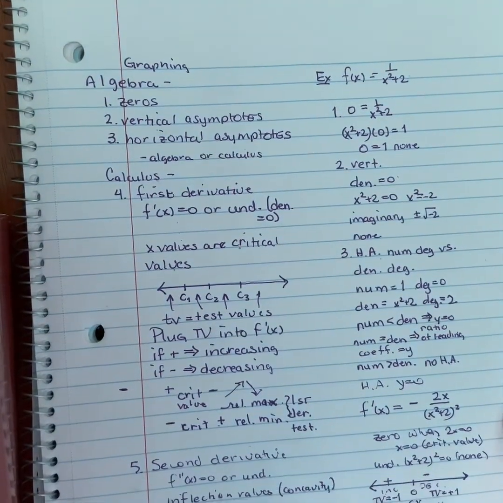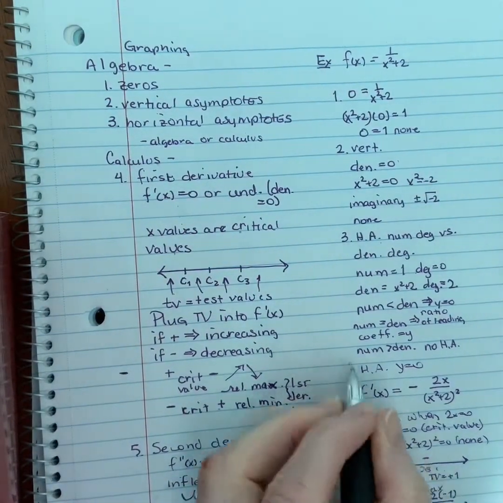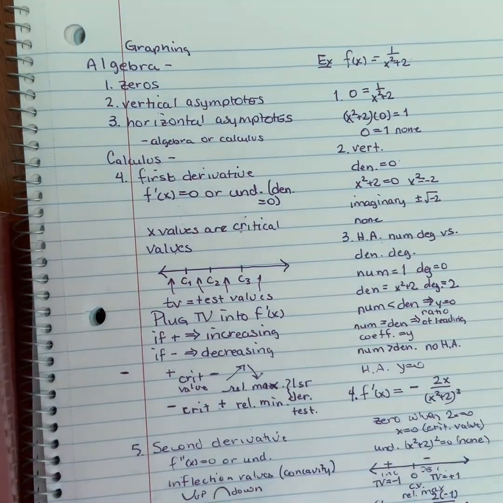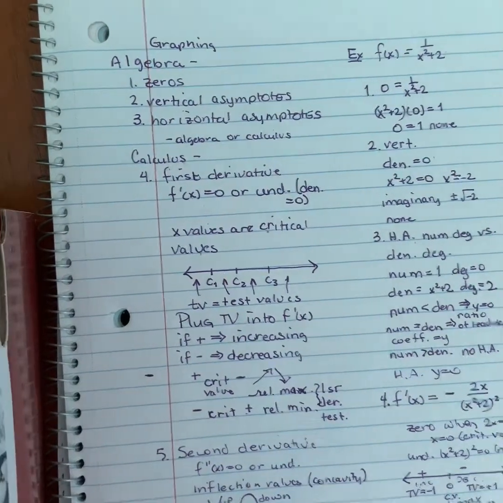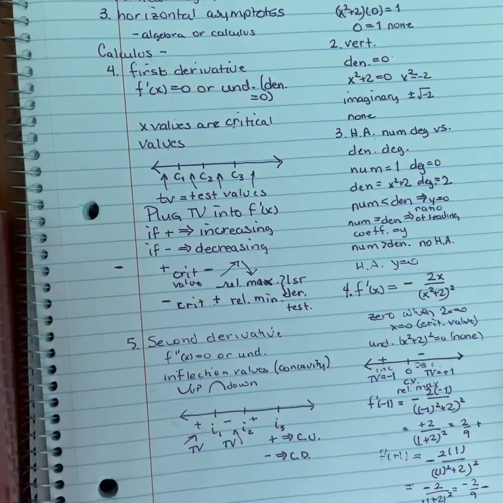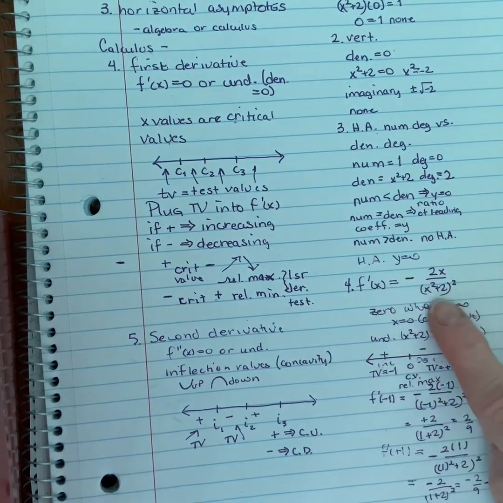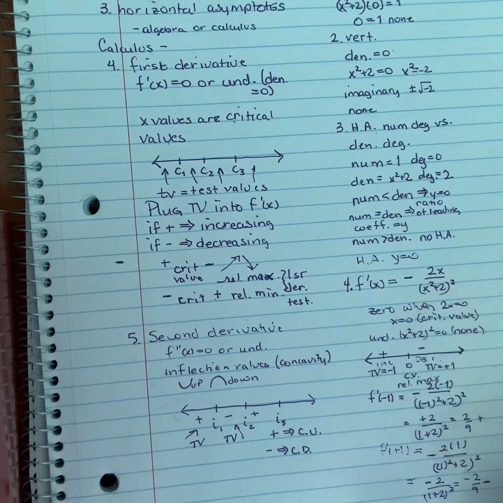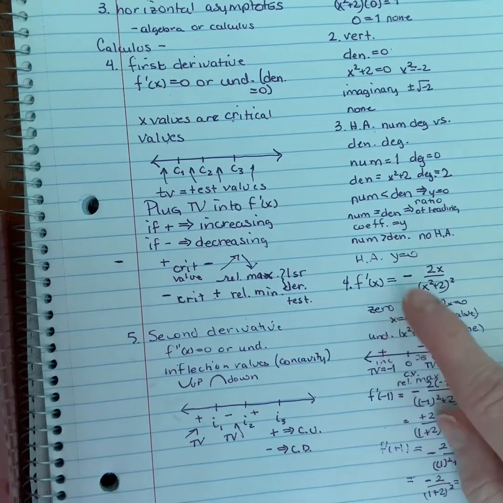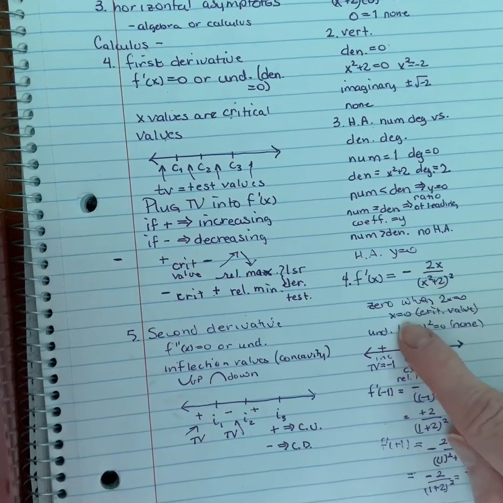Now, next thing I want to do is start working on the first derivative. It's already done for us, I'm not going to show you the quotient rule and all that because you know how to do that. So I'm going to use the first derivative as simplified as I can. So I've got f prime is negative 2x over the quantity x squared plus 2 squared. Well, we've got to set that equal to 0. It is equal to 0 when 2x is 0, which is when x is 0. So that's our critical value.